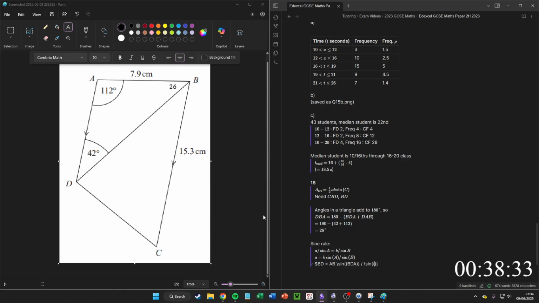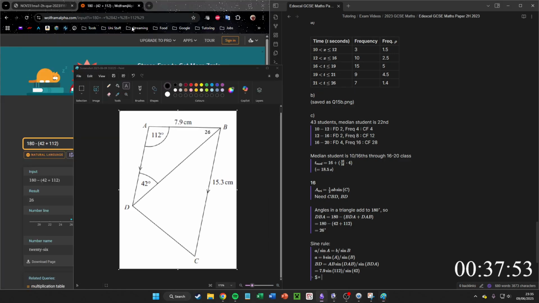Was that AB? Sine A is opposite a, so that should be 112, which is DAB, and then this should be the one opposite little b being 7.9, so that's 42 degrees there. Sorry, I'm labeling them all in this step, aren't I? BDA. And then I can say, okay, so AB is 7.9 times sine DAB, which is 112, divided by sine BDA, which is 42. It's useful to use these labels so that you can come back and check your own work.